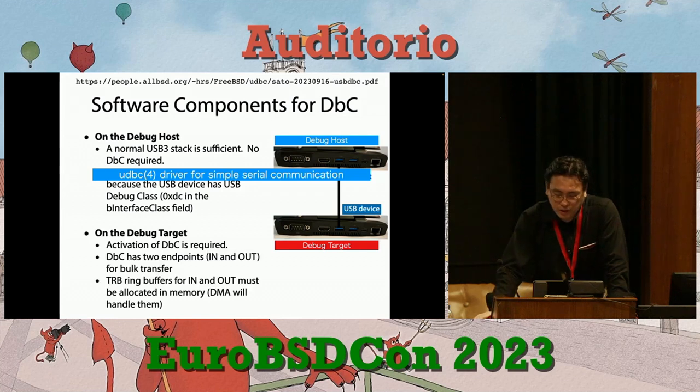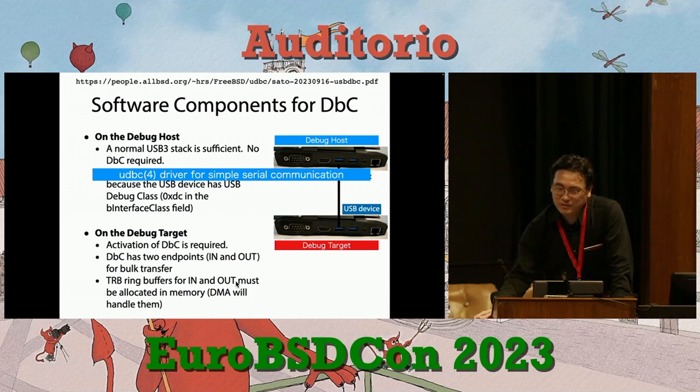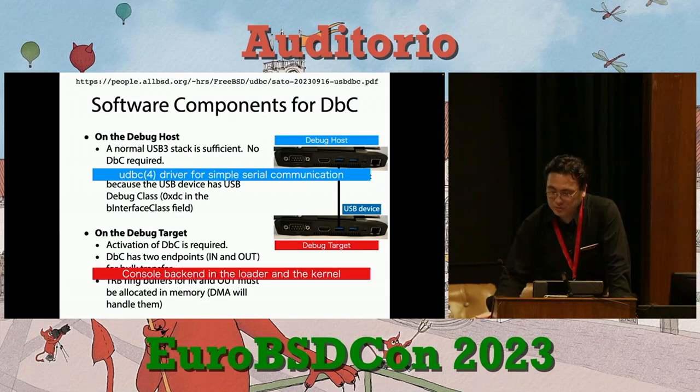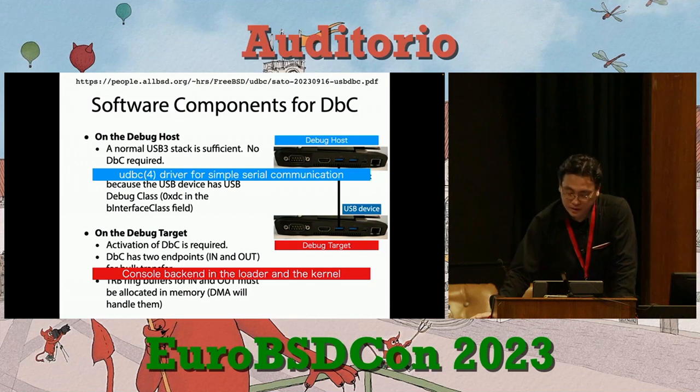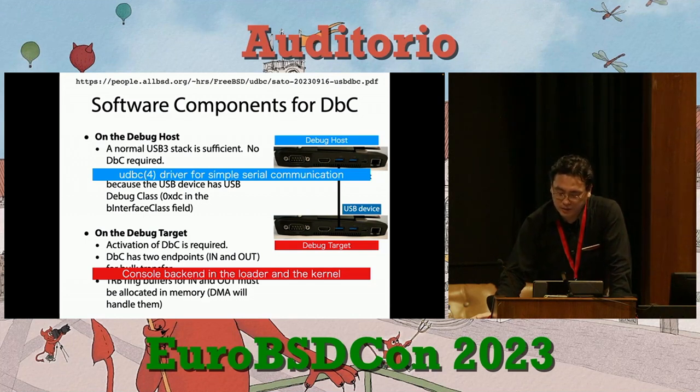And on the debug target, the activation is required. After the activation, you get one port as a USB device. After that, the TRB ring must be used to send or receive the serial communication. To realize the serial console as legacy hardware, the console backend in the FreeBSD loader and the kernel must be implemented.